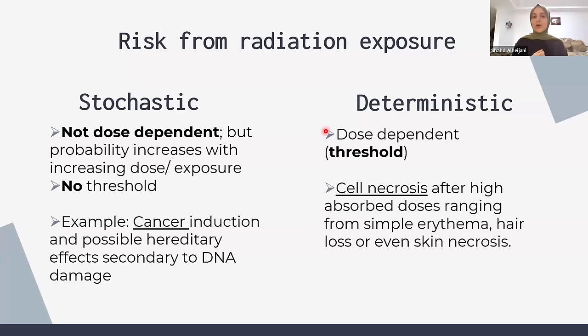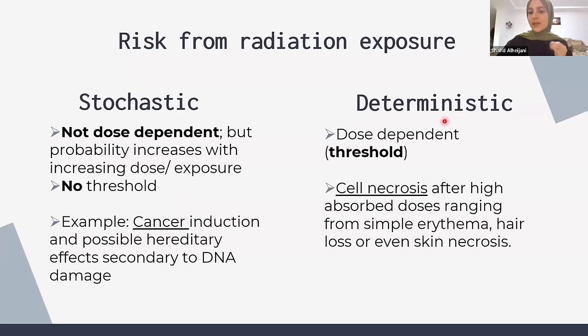Now for radiation exposure, we have stochastic and deterministic effects. Stochastic radiation effects are basically not dose dependent. Here the probability increases with increasing dose. So if you increase the dose in the body, you have an increased chance of getting this issue. For example, in this case, you have cancer. If you have increased dose, you have increased chances of getting cancer, but there's no specific threshold. So it's not dose dependent. You can't say that after getting this dose, for example, 30 kVp, yes, you'll get cancer after this point. There's no threshold, but the probability increases with increasing exposure.